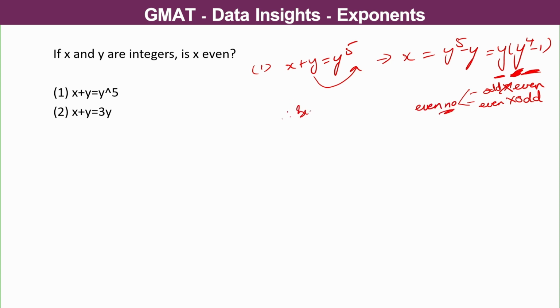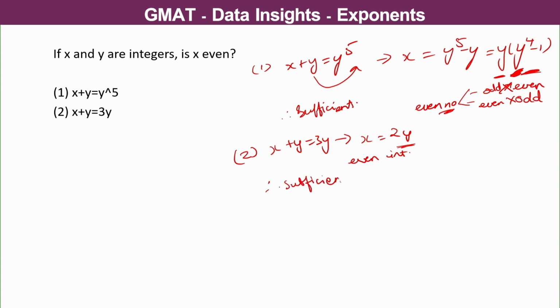So therefore this information is sufficient to answer the question. When you look at the second piece of information, x plus y is equal to 3y, which means that x is equal to 2y. x and y are both integers, so 2 into any integer will give you an even integer. So therefore this piece of information is also sufficient. Hence, the answer is option D, where each statement alone is enough to answer the question.